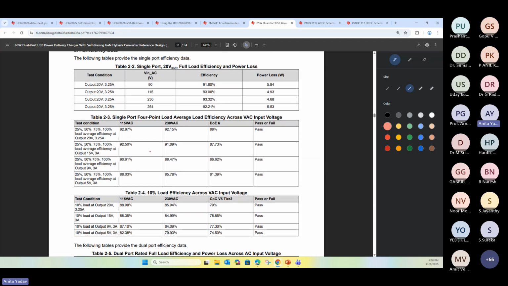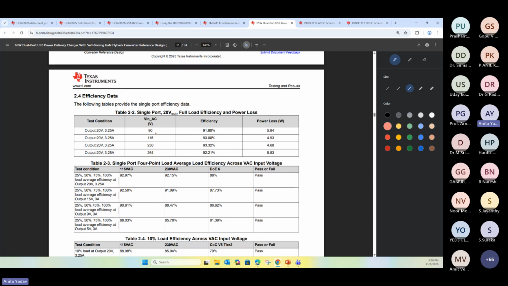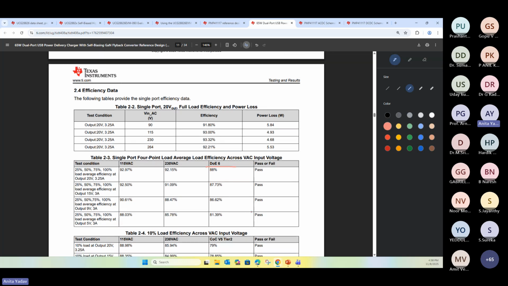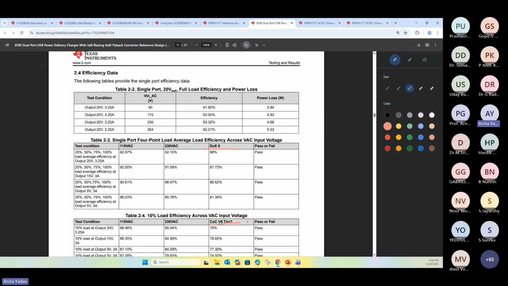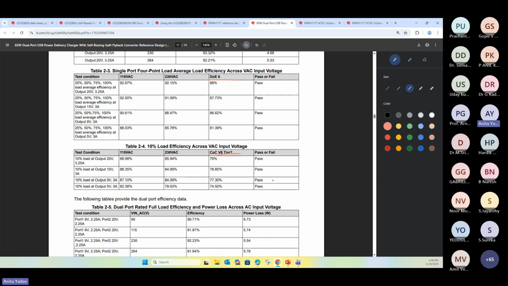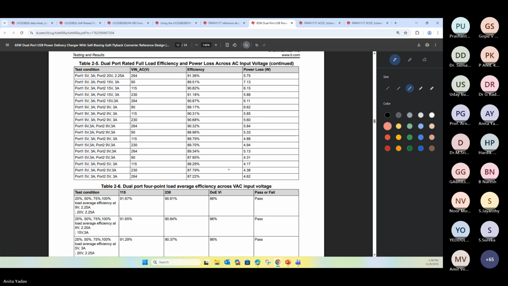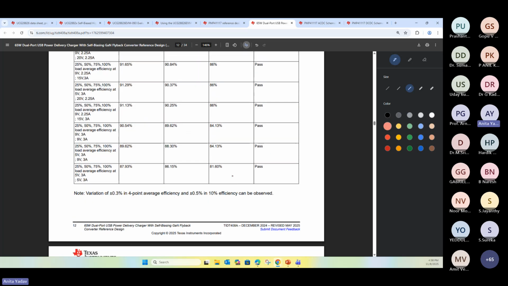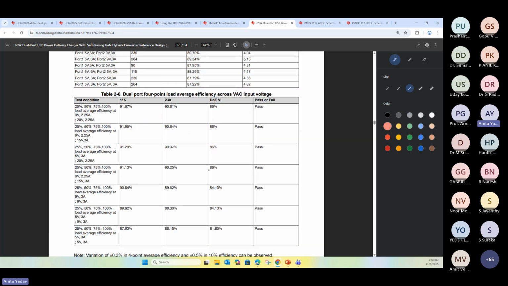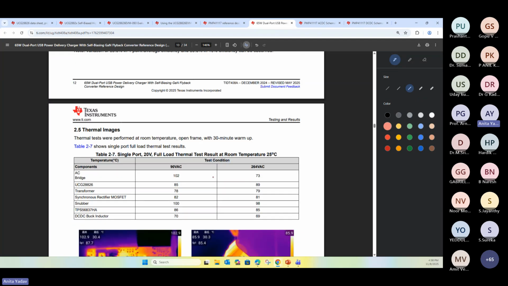Then you will get the efficiency data at different line and different specs, and you can see the standard efficiency standard that we need to pass. Here it's written DOE 6, then CoC version 5 tier 2. Pass/fail criteria is mentioned. So this is all about efficiency. Efficiency measurement needs to be taken at 0%, 10%, 25%, 50%, 75%, and 100%.